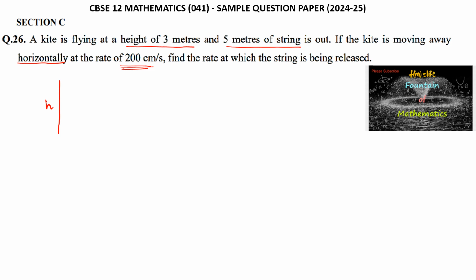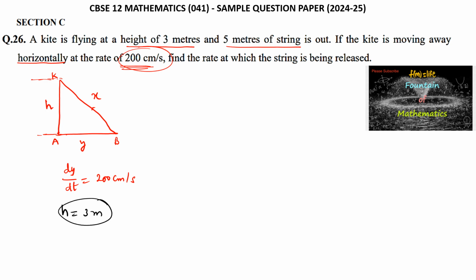Let's consider h as the height of the kite. So this is the ground level and this is the string that is released. Say this is x, say this is y along the ground. It is given that the kite moves horizontally at the rate of 200 centimeters per second, which is parallel to the base. So we can say dy by dt is equal to 200 centimeters per second, and it is also given h is equal to 3 meters, which is fixed, and 5 meters of string is out means x is equal to 5.